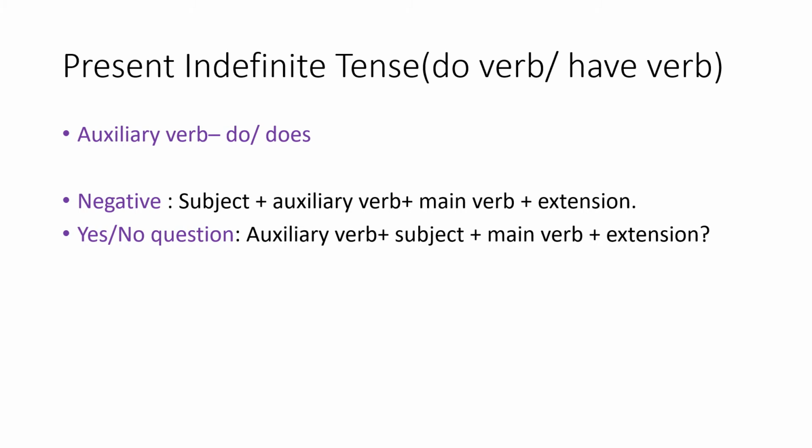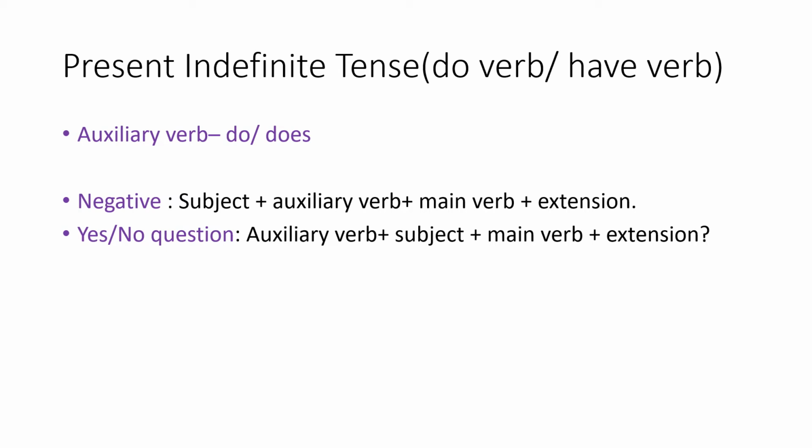An interrogative sentence. This is a yes no question. Okay, why is it a yes no question? Because this question's answer starts with yes or no. So if you want to make present indefinite tense in yes no question form, then you have to first write the auxiliary verb. After the auxiliary verb, you have to write the subject. Or you can say that before the subject you have to write the auxiliary verb to make a sentence interrogative. Then after the subject, main verb plus extension. Again I am saying first auxiliary verb plus subject plus main verb plus extension.